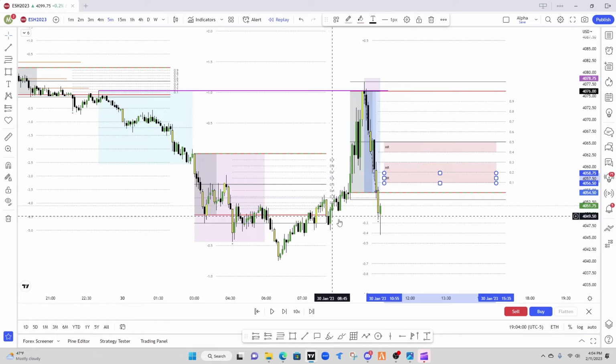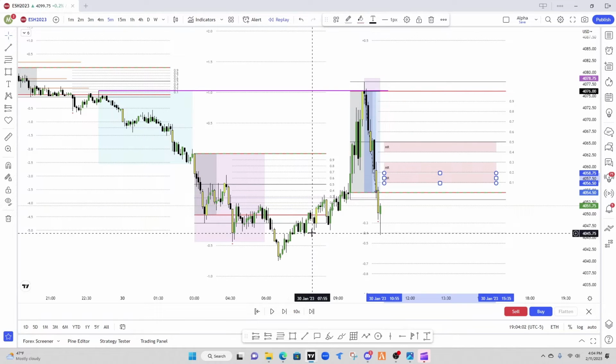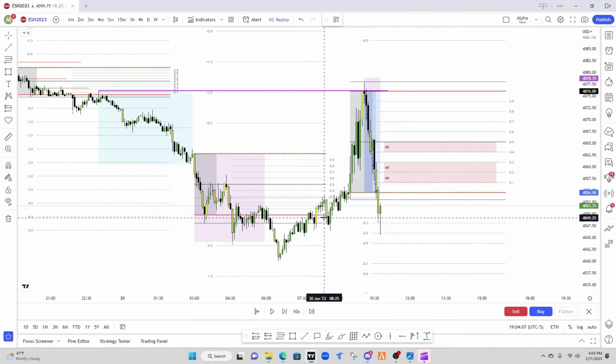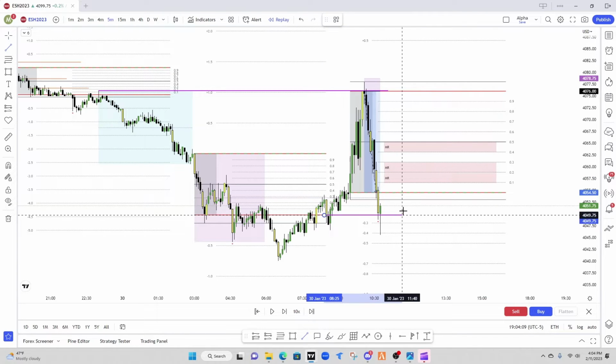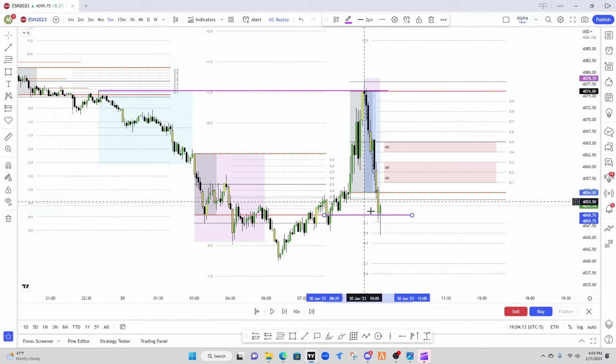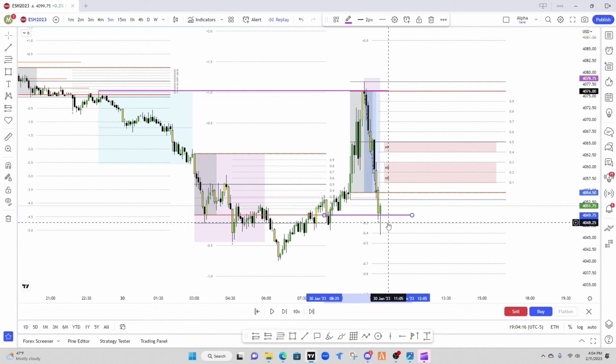So we have taken out our equal lows here. We have also respected a key level, which is the IDR low of the ODR. So it looks like we're going to start our retracement.